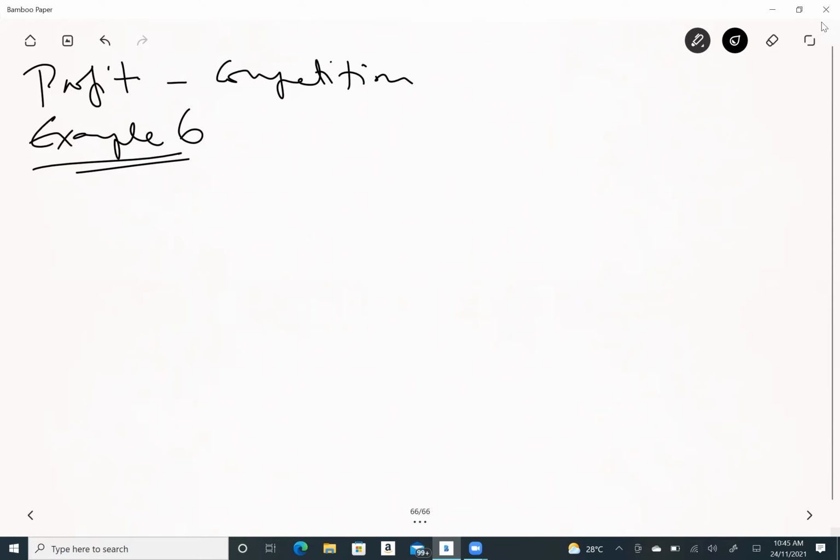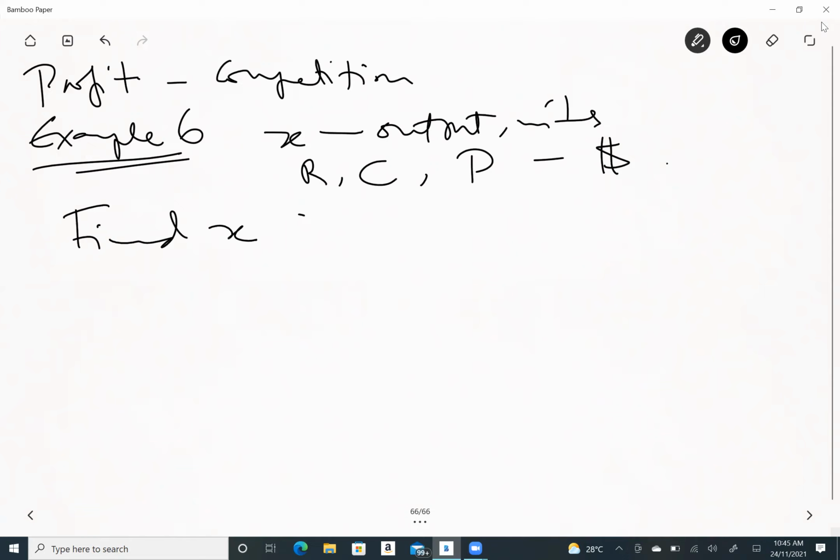Okay, good. So here you have X, and here is the output in units. And then revenue, cost, profit, all in dollars. So these are the units. What we want to find here is how many units should be sold. So you want to find X, the X that needs to be sold. What do we do? Maximize profit.